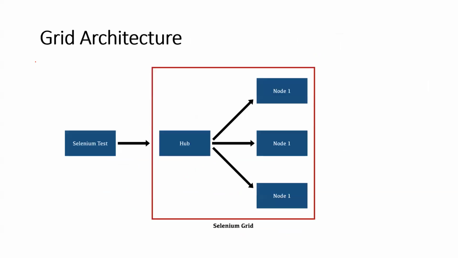Now you can see this is the base grid architecture. We write the Selenium logic or Selenium test. We pass it to the hub. The hub is connected with multiple machines. Those we can call nodes. And then once this connectivity is done, we are able to run our application on different platforms.